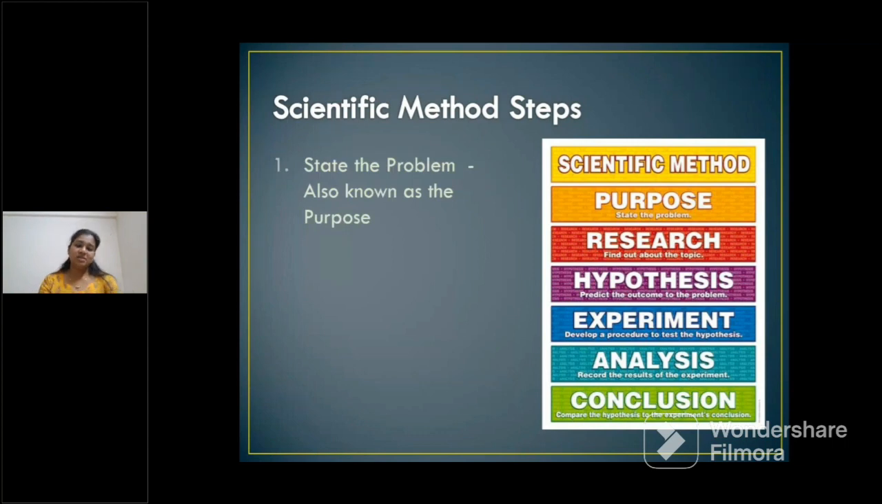As I said, purpose is basically identifying the problem area. Firstly, we need to identify what is the problem area, what is the question behind which we are finding an answer. Next is the research topic. We need to know what is the research topic. Once we know the question, we will next identify what particular topic is to be conducted research on.